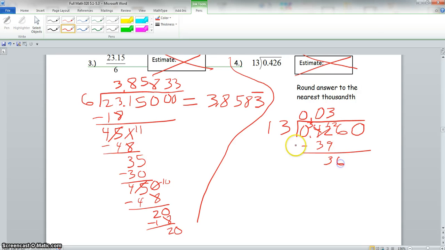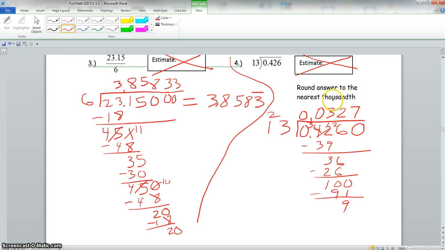So we bring down this 6. 13 goes into 36 twice. 2 times 13 is 26. 36 minus 26 is 10. And you bring down your 0. 13 goes into 100 7 times. 7 times 3 is 21. Down your 1, carry your 2. 7 times 1 is 7, plus 2 is 9. So 100 minus 91 is 9, and we could stop here.